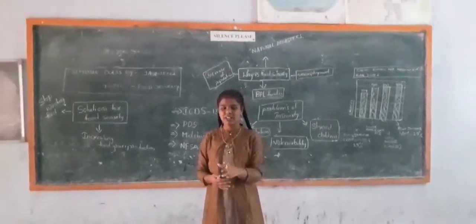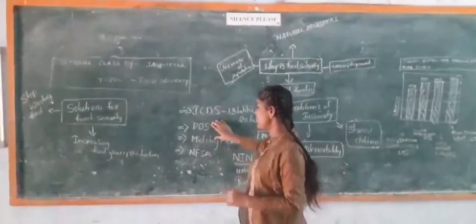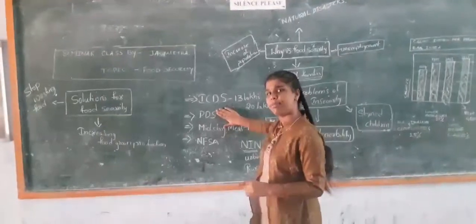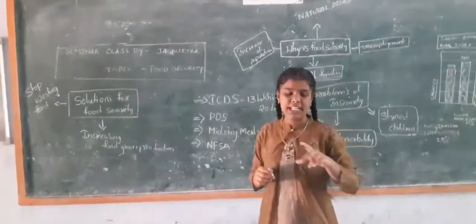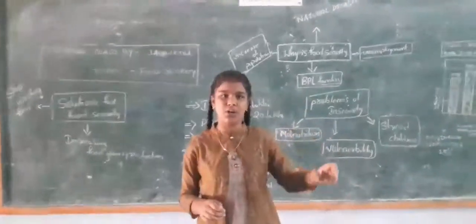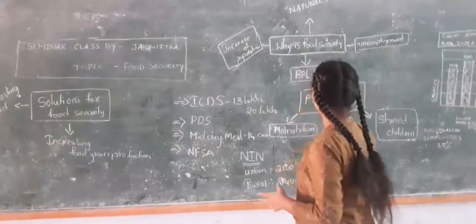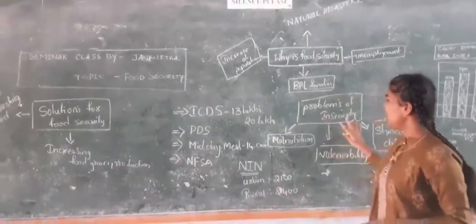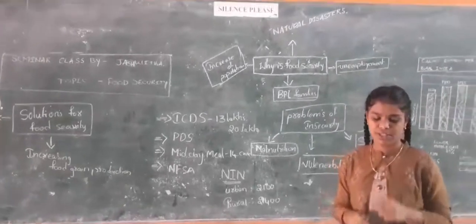To reduce this, our government introduced the ICDS system and the PDS system. PDS stands for Public Distribution System. PDS was introduced in the days of the Bengal famine. PDS was first introduced in Tamil Nadu, and overall it has continued till today. And what are the problems of food insecurity? What are the problems we should face if there is no food security?